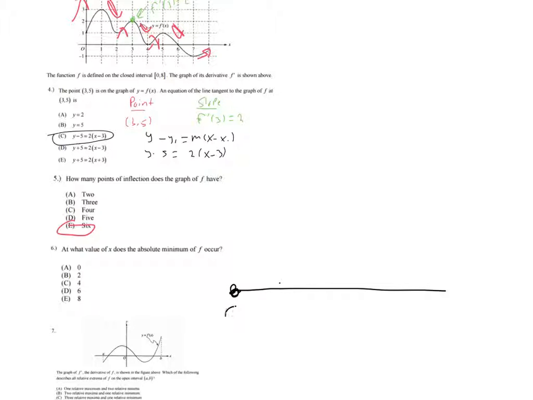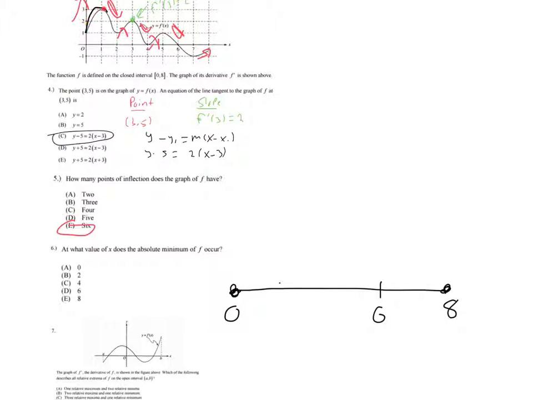Here's an x value of 0. Here's an x value of 8. Here is an x value of 6. Up until here, all of these derivatives are positive. And then from 4 to 6, the derivative is positive.